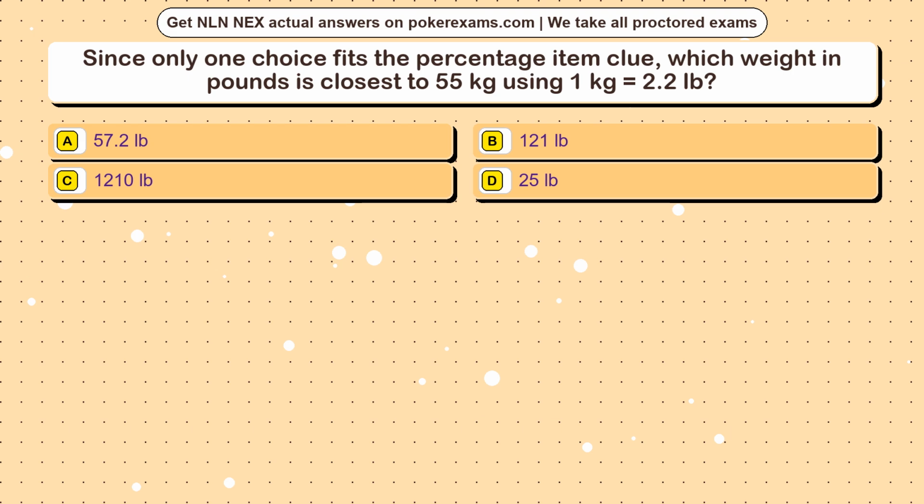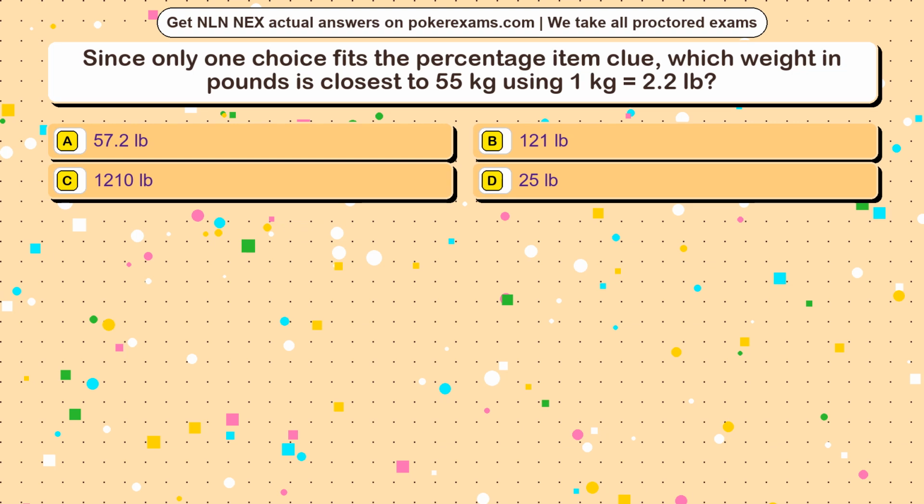Question 21. Since only one choice fits the percentage item clue, which weight in pounds is closest to 55 kilograms using 1 kilogram equals 2.2 pounds? Option A, 57.2 pounds. Option B, 121 pounds. Option C, 1,210 pounds. Option D, 25 pounds.